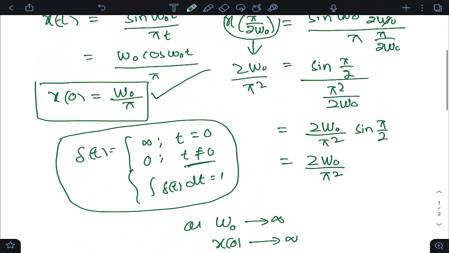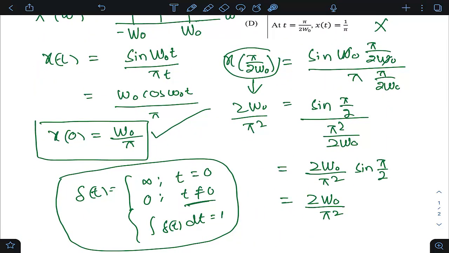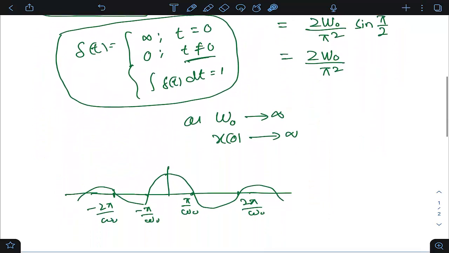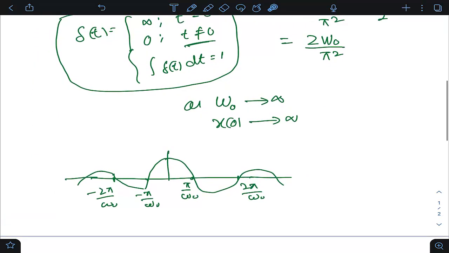How do you get it? You simply equate this particular numerator to 0. Omega naught t is equal to n pi. So t is equal to n pi by omega naught. So pi by omega naught, 2 pi by omega naught, you'll get like this.